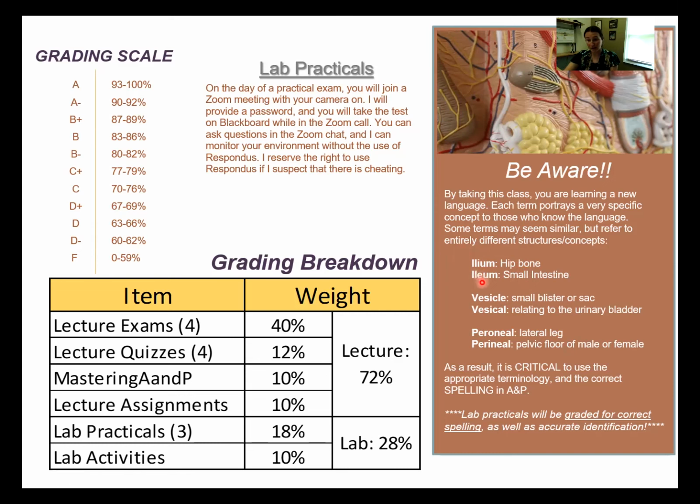One letter difference, one is I, one is E. One means the hip bone, the other means the small intestine. Right? So if you are writing notes to another physician that is assisting you with something, you might be talking past each other. Right? Vesicle and vesicle, one is a small blister, the other has something to do with the urinary bladder. Right? So very, very different structures.